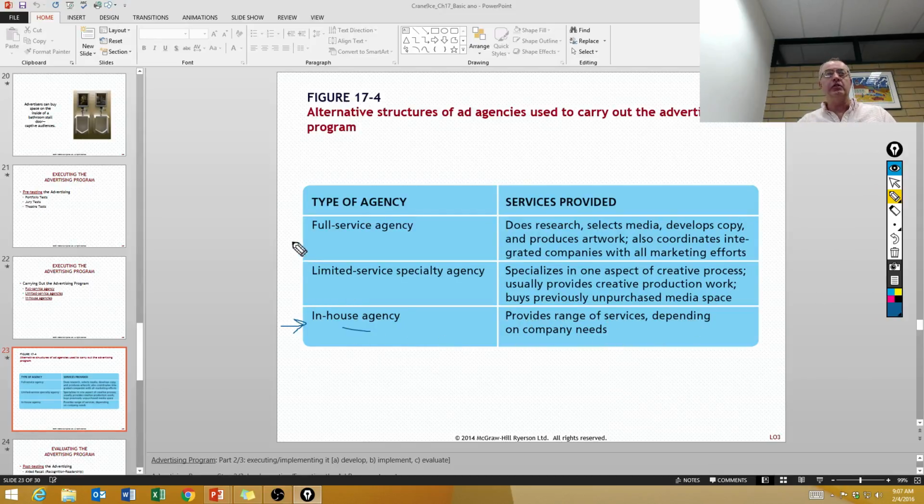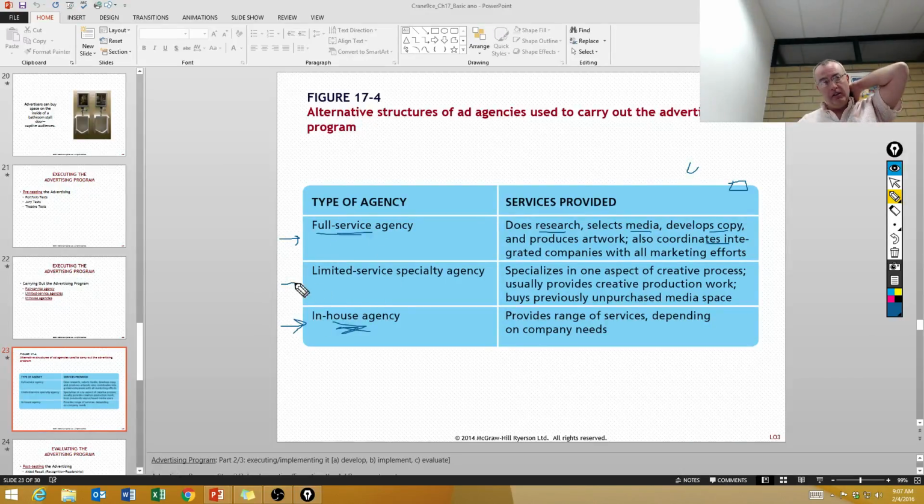Secondly, the other extreme is we could go to a contractor and just bring all of our material to them and say, hey, develop the ads for us. So they do the research, they select the media, they produce the copy, they go out and buy the spots on TV or the radio or internet for us. So that's using a full service agency versus an in-house agency, which is the first type.